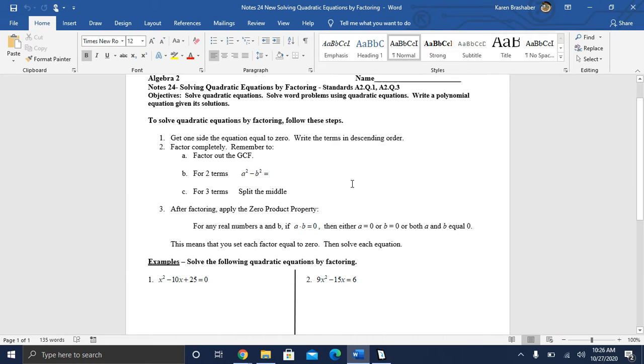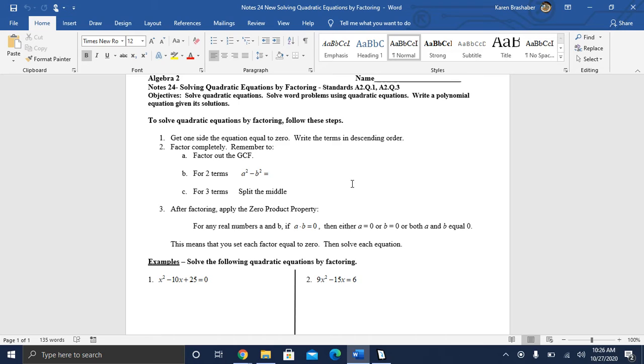Hello, students. Welcome back. We are working on solving quadratic equations in this unit. We have already learned to solve them by graphing, and today we're going to start looking at an algebraic way of solving quadratics, and that would be by factoring.